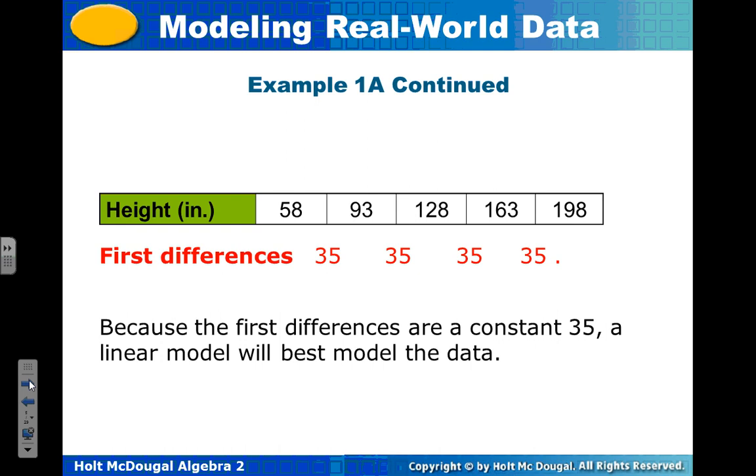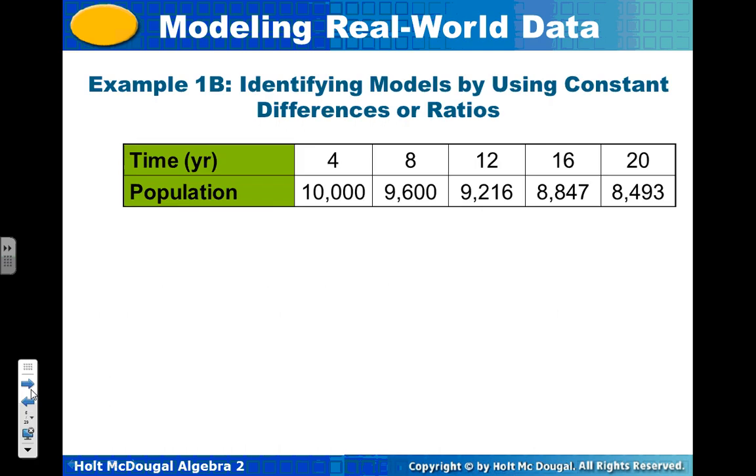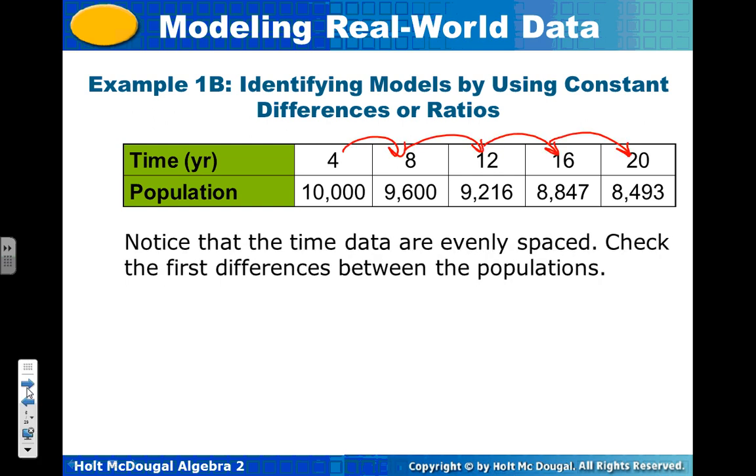All right, let's look at the next example. Again, first thing we do is look at the x values. From 4 to 8, I went up 4. 8 to 12, I went up 4. 12 to 16, I went up 4. 16 to 20, I went up 4. So the data for the x's are evenly spaced. Since I noticed that, check the first differences between the populations, which are the y values.